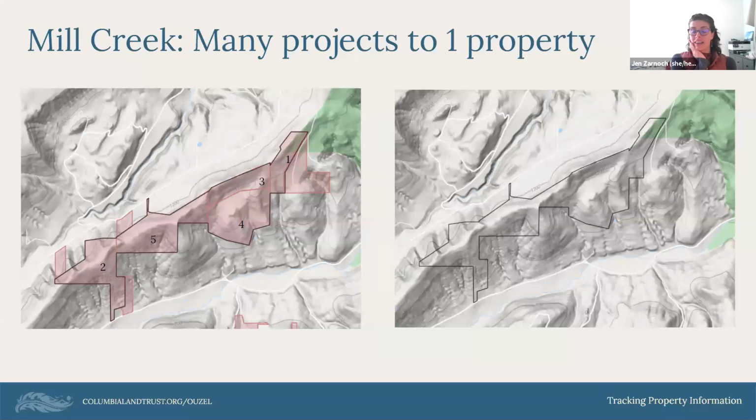So here's an example of many projects creating one property. This is Mill Creek Ridge. This was 5 projects over time, but it's managed as one unit. It's all the same habitat, it's all the same access. In fact, I put them in order of acquisition. When we had just 1 and 2, we still treated it as one unit, even though they weren't abutting, because all of those things were the same.